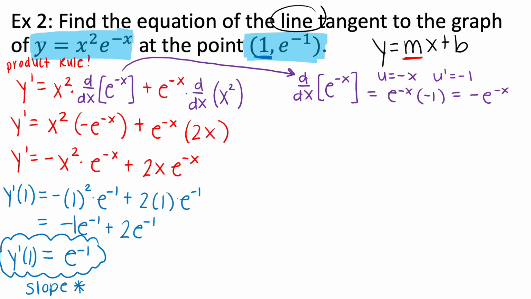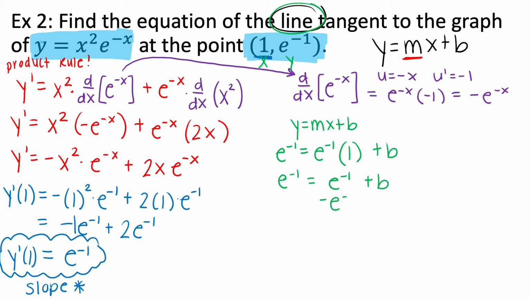So we're still not finished, because our ultimate goal, remember, was to find a line in that y equals mx plus b format. So we want to go ahead and plug in our x and our y and our m to solve for b. So plugging into y equals mx plus b, our y is e to the negative 1 equals our m is also e to the negative 1 times our x is 1 plus b. Gives us e to the negative 1 equals e to the negative 1 plus b. If we subtract e to the negative 1 on both sides, we are left with 0 equals b.